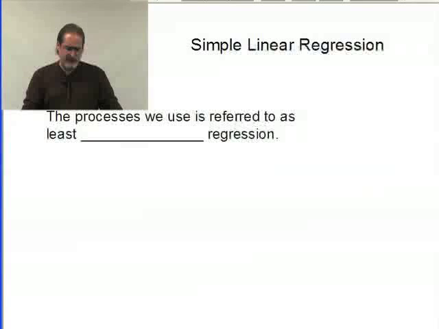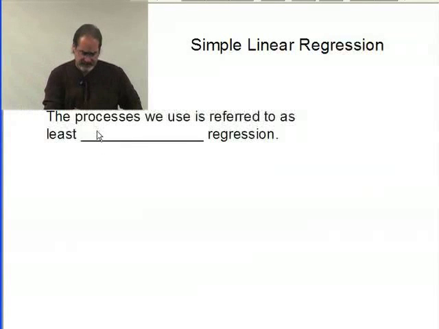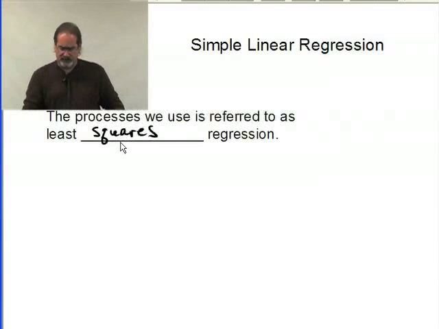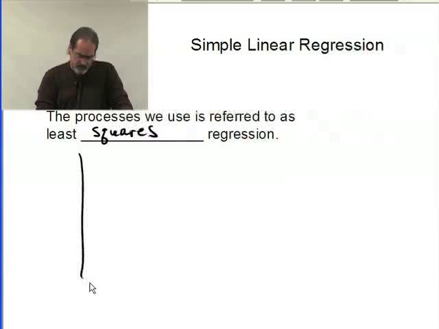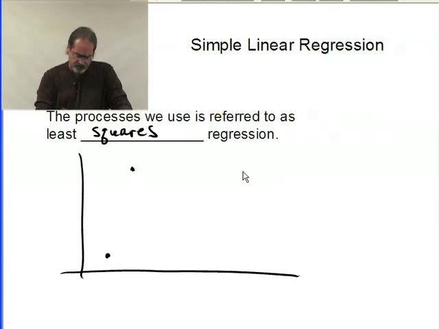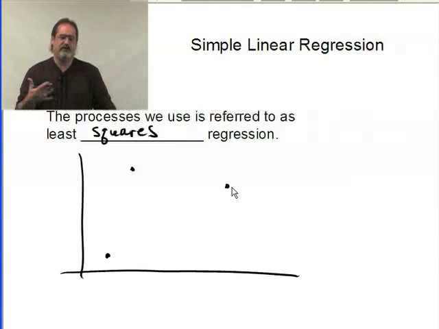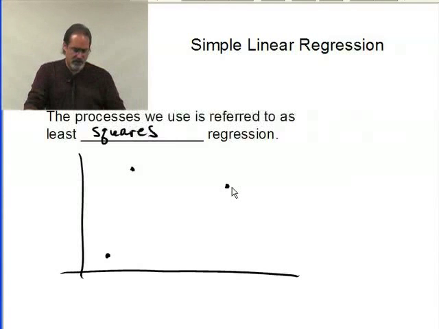Now, the process that we use is actually referred to as least squares regression. The reason it's called least squares is, here's the idea. I'm going to draw, for illustrative purposes, 3 points. Now, we never do regression with only 3 data points, but this serves very well for instructive purposes.